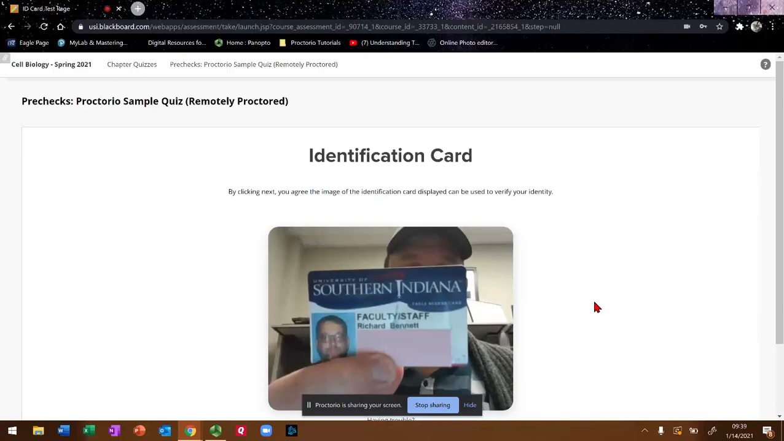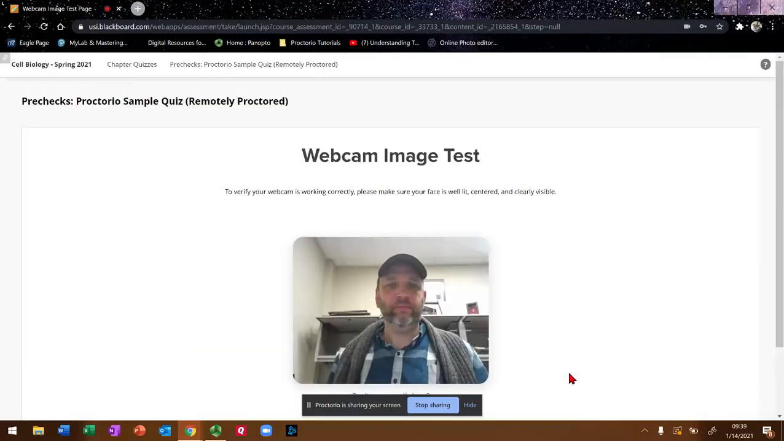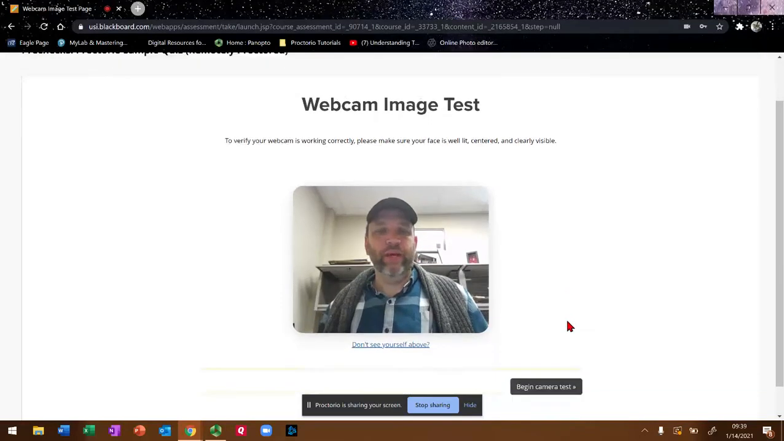There we go. And so I want to look at that, and I want to make sure, hey, is that visible? Is it blurry? If it's blurry, not a very good quality, what you can do is click retake. I think that's legible enough, so I'm going to go ahead and click next. So that's saying webcam image test.